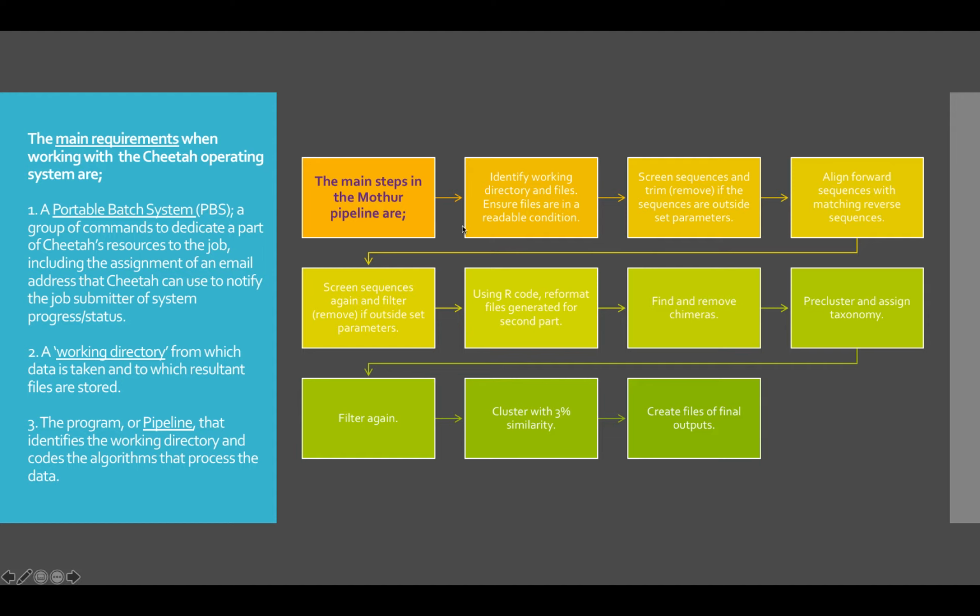Within Mothur, the pipeline starts off by identifying the directory. It screens the sequences from predefined parameters such as homologs and the number of base pairs. It aligns the forward sequences with the reverse ones, then it screens them again if they're too long or too short. Using R code, it then reformats these files for the second part. Then it refines and removes the chimeras. It pre-clusters and assigns taxonomy, filters again, and clusters at 3%. We ran it down to 2% similarity as well, and creates files for the final outputs.